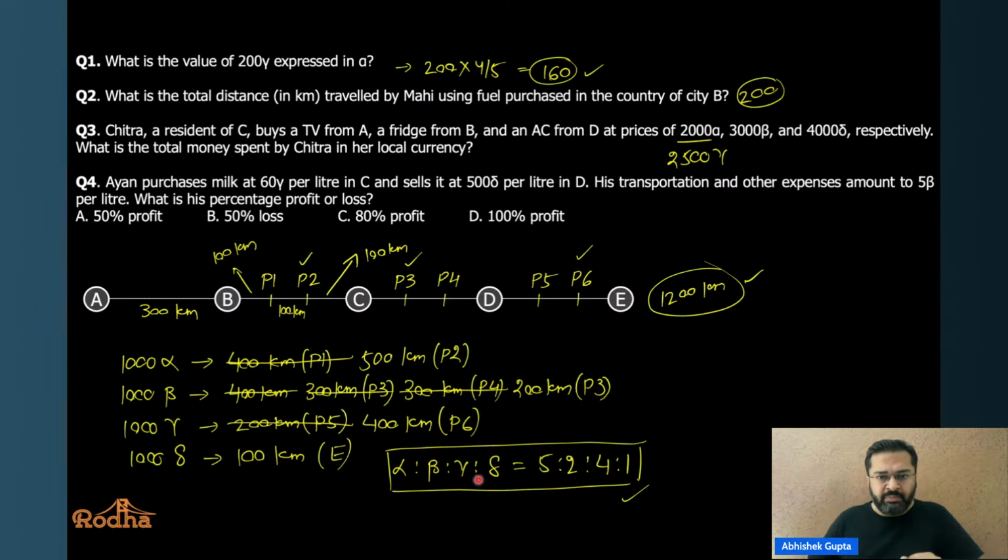3000 beta. Look at this, beta and gamma, 3000. Now, which is more valuable? Gamma is more valuable. And what is the ratio? 2 is to 4, or you can say 1 is to 2. So how much would this become? 3000 into 1 by 2, or half of 3000. What would this be?